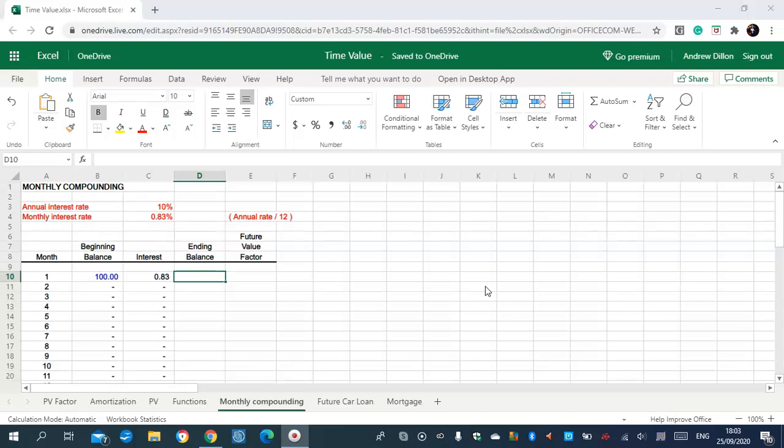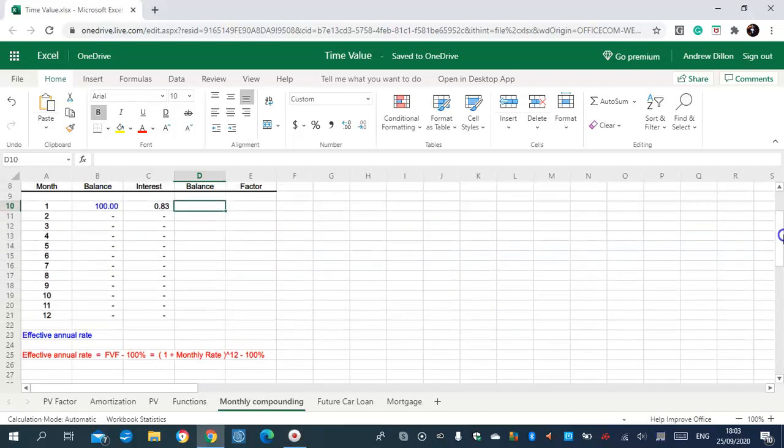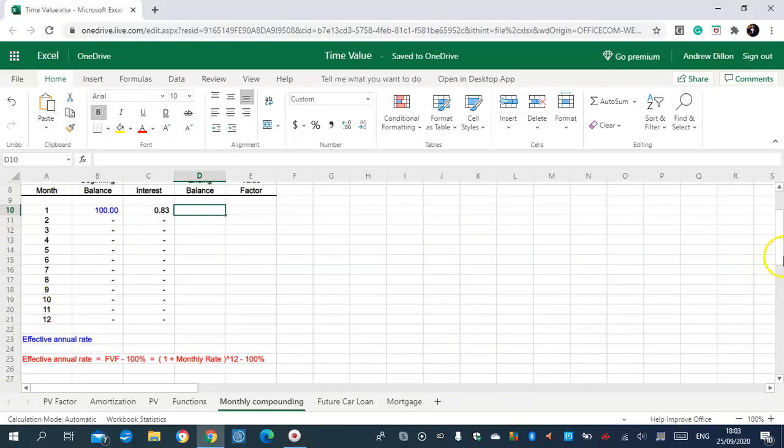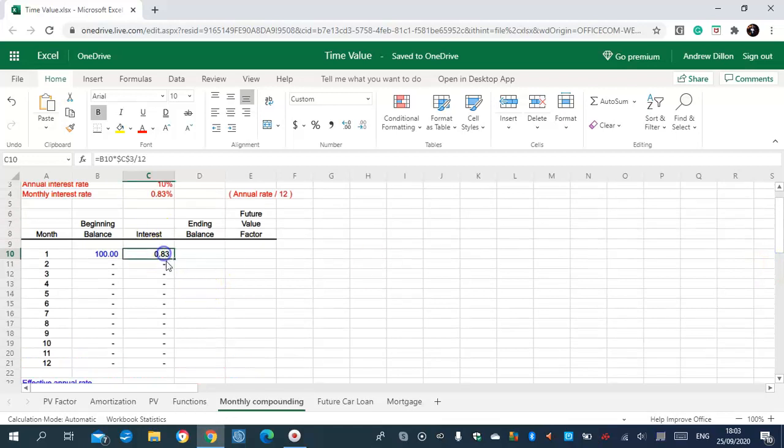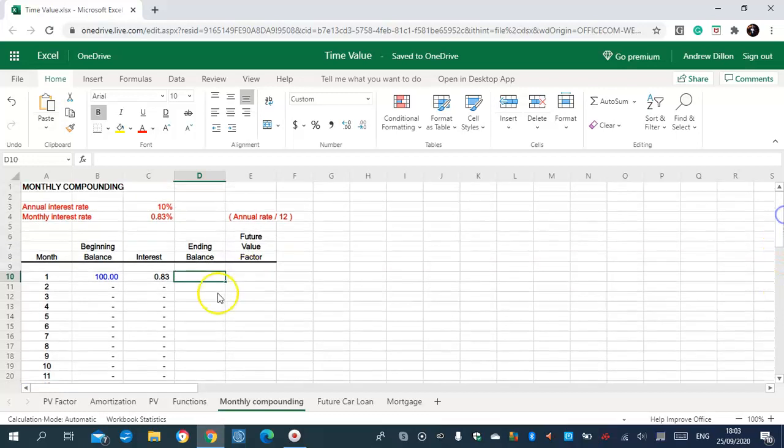We're finishing up the monthly components, so calculate the ending balance and the future value factor as well. This goes all the way into 12 months of the entire year. So if interest is completed already, now to calculate the ending balance. Let's calculate the ending balance.